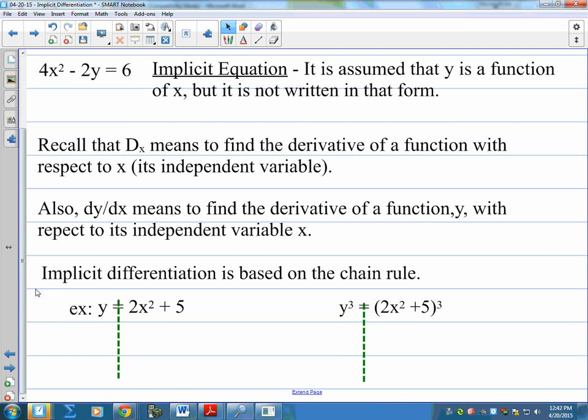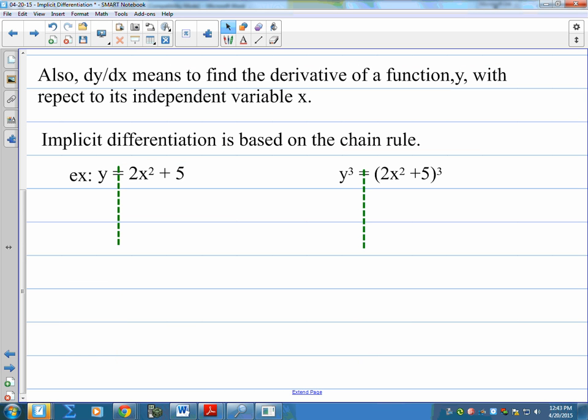So a few notational things here. We want to remember that capital D with the subscript x means just to find the derivative of a function whose independent variable is x. And that dy dx is another way of basically saying the same thing, so that the function's name should be y, and the independent variable should be an x, for that notation to make sense.